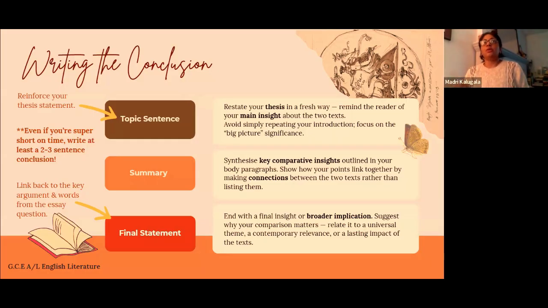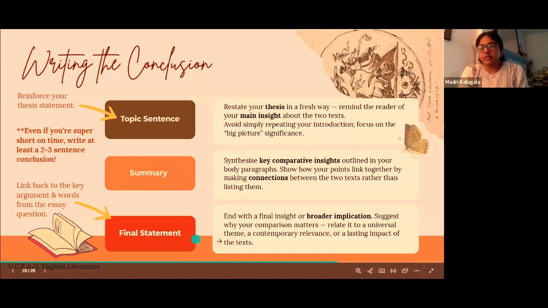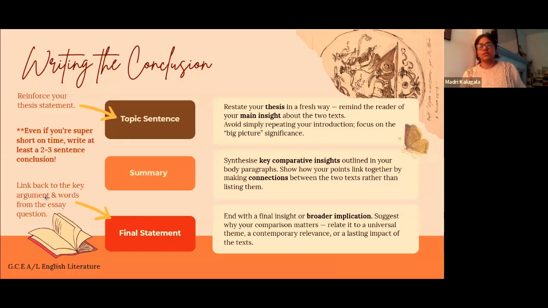And basically, you have to somehow convince the reader that my job is done. Basically, I presented my case. You have seen all the evidence, and you should know that there's no argument here. This is the argument. Okay, so then if you have time, quickly summarize the key insights. I looked at these, we saw these, and end with the final statement. Again, this final statement links back to the key argument and the words from the essay question.